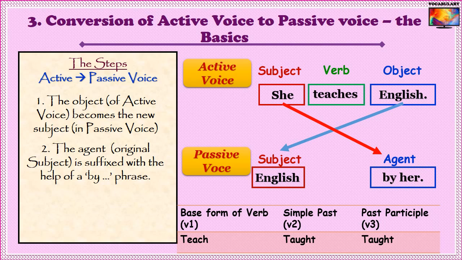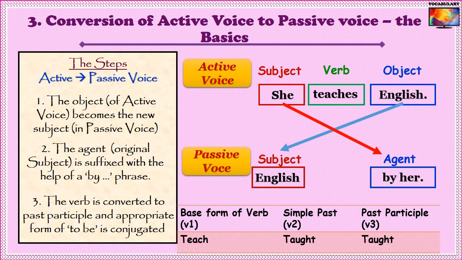And the third step is the verb form is changed to past participle and an appropriate form of the verb to be is conjugated with the verb. So teaches, which is simple present tense, now looks like is taught, where is is a form of the verb to be and taught is a past participle of the verb teach. Remember, a verb has 3 forms: simple present or base form, simple past and past participle. I'm sure everyone has learned those tables in school. You just need to revise those to be comfortable with this topic. And I would recommend that you also do a basic revision of the various tenses.